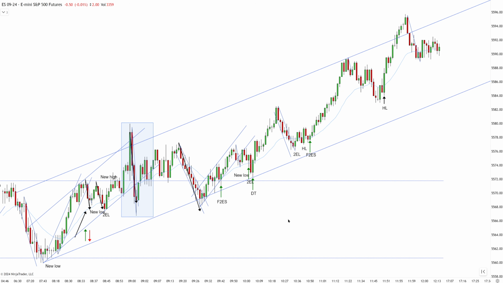Quite a short lesson today, but because we closed early, there are not that many bars, not that much price action. So remember, tomorrow is a trading holiday.